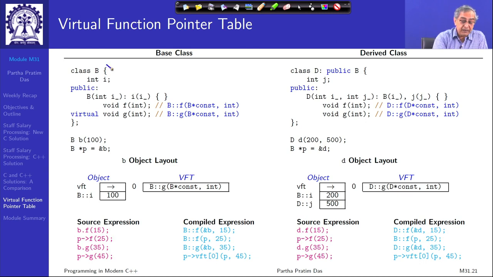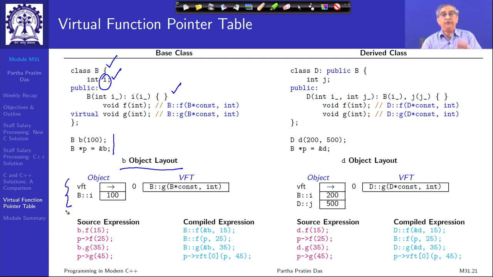So, I have a base class with a member, I have its constructor, I have a non-virtual function f and a virtual function g. I instantiate that and I have a pointer to the base class which is initialized with the address. So, how will that object layout, the object layout B look like? Earlier we would have known that it will only have the data member 100, but now what will it have?